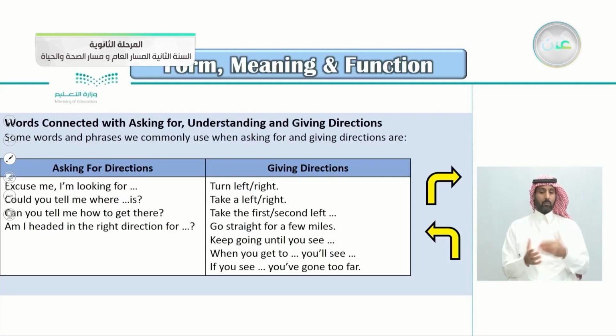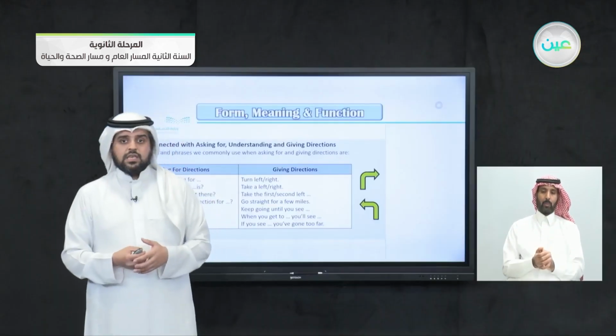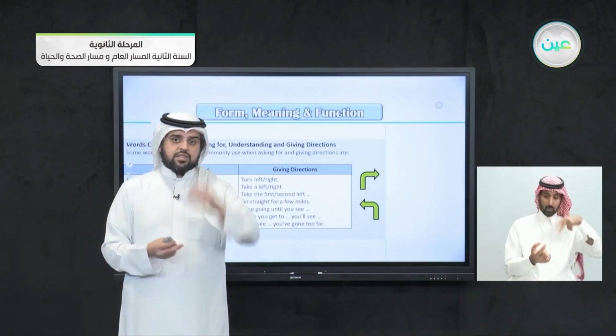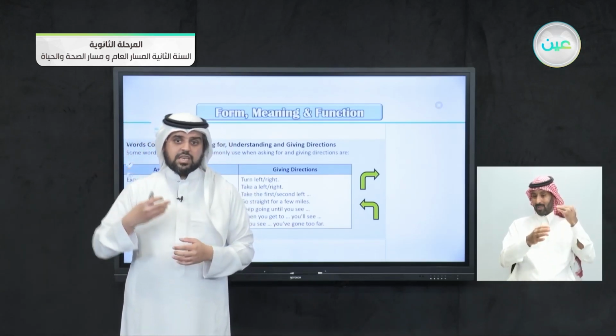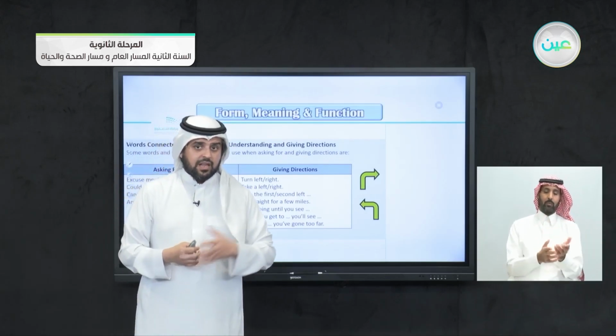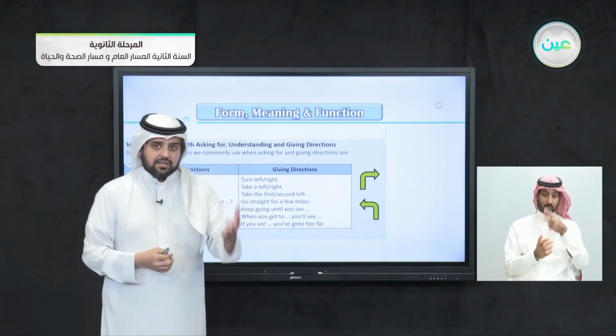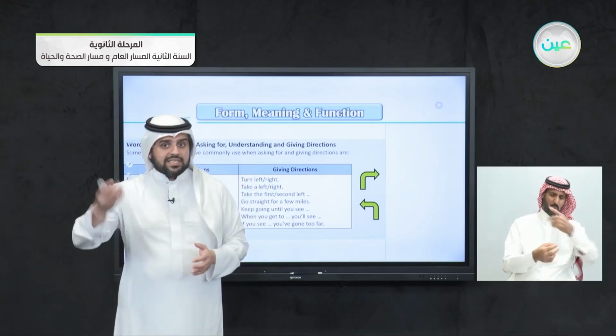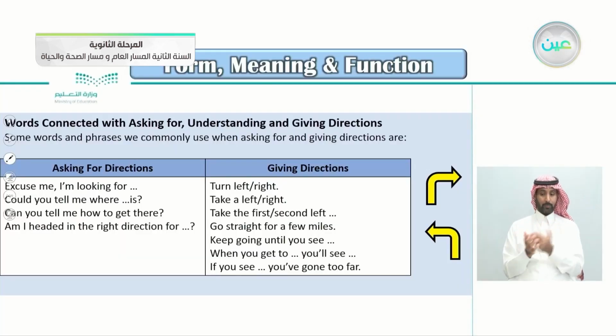The last one: if you see..., you've gone too far. For example, if you see a garden, you've gone too far. The bank is behind you. You skipped the bank. When you say, if you see a garden, you've gone too far, you mean you missed the bank. So all of these are directions, as you can see in these images. This is take a right, or go right, or turn right. And this one, of course, is the symbol for turning left.